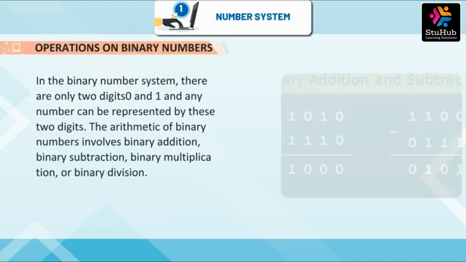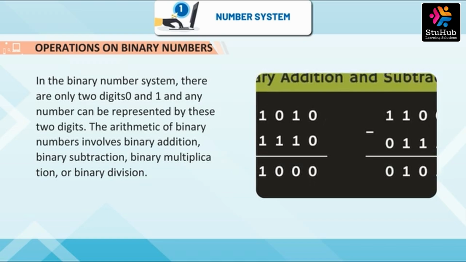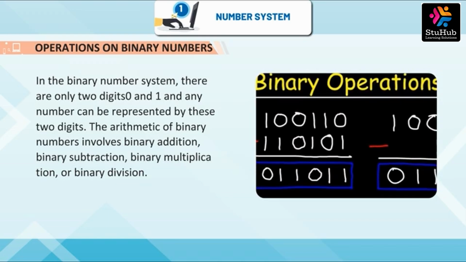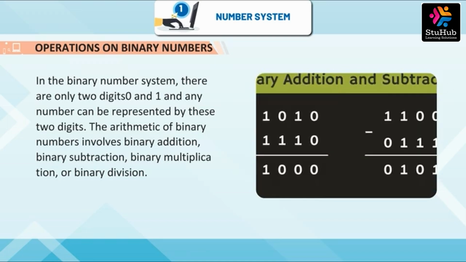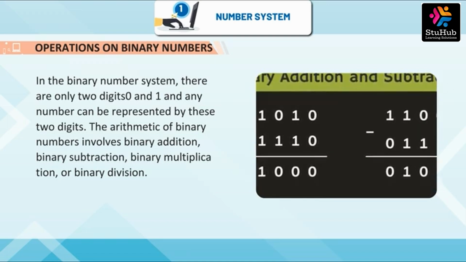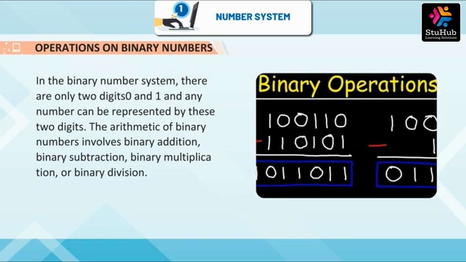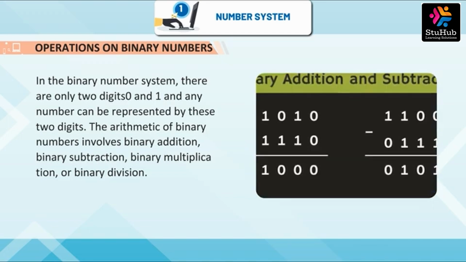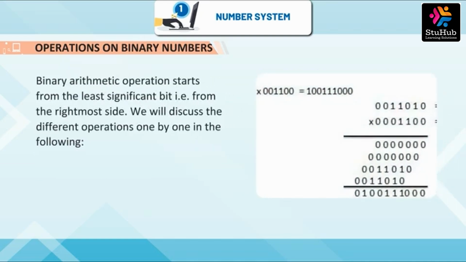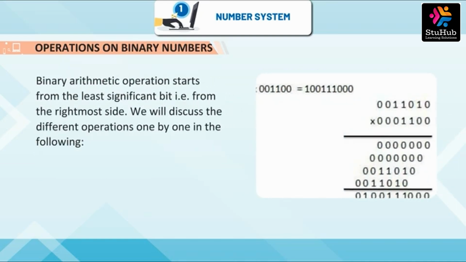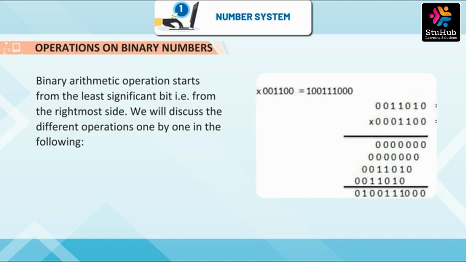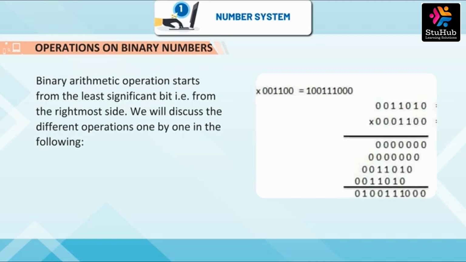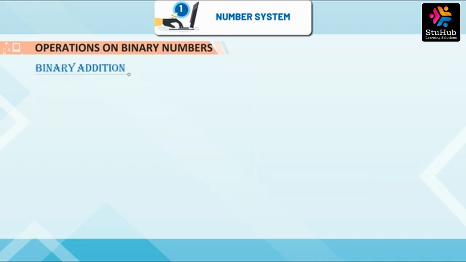Operations on binary numbers. In the binary number system, there are only two digits, 0 and 1, and any number can be represented by these two digits. The arithmetic of binary numbers involves binary addition, binary subtraction, binary multiplication, or binary division. Binary arithmetic operation starts from the least significant bit, that is from the rightmost side. We will discuss the different operations one by one in the following.